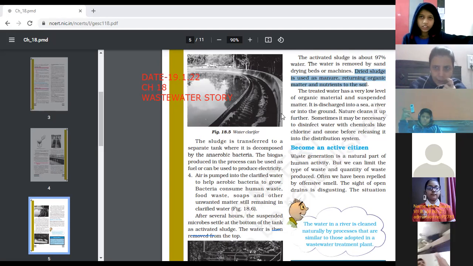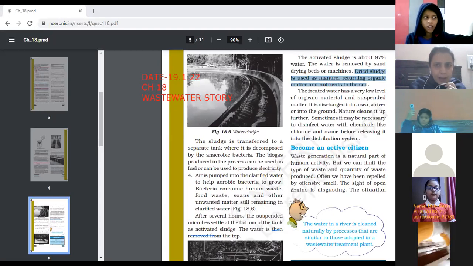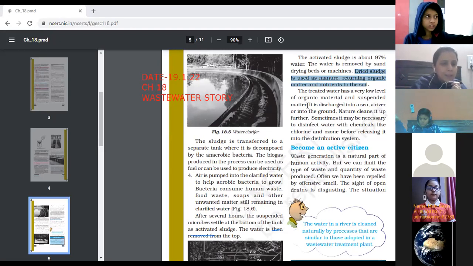Next is, now the water we had treated with this plant has a low level of organic material and suspended matter. Now maximum of the impurities has been removed by this process. Now your water is ready to discharge. The water is discharged into the sea, river, or into the ground. Then nature cleans it up further. Sometimes it may be necessary to disinfect.